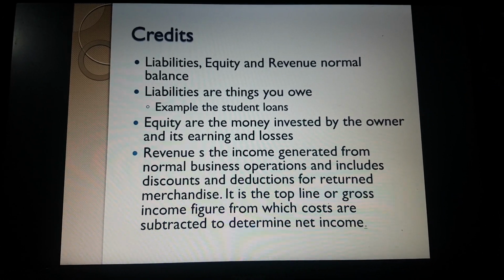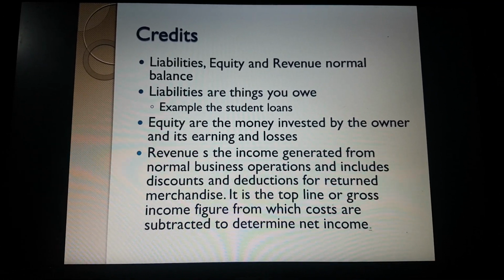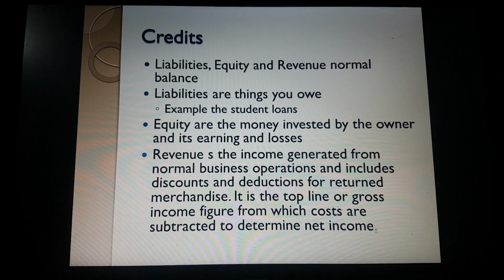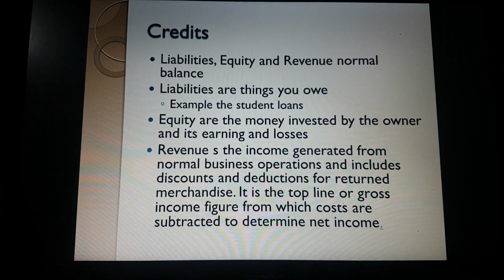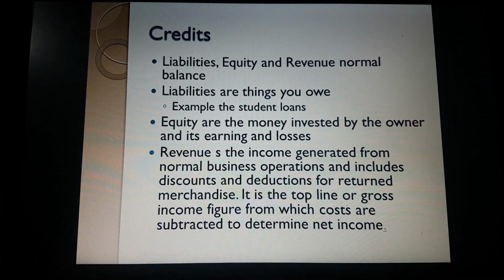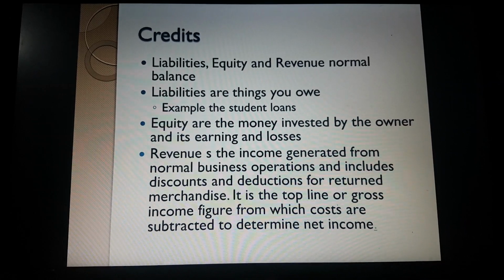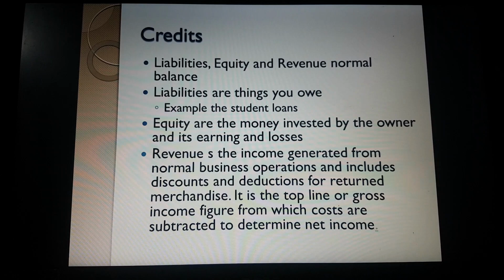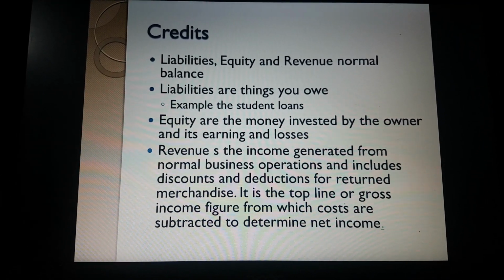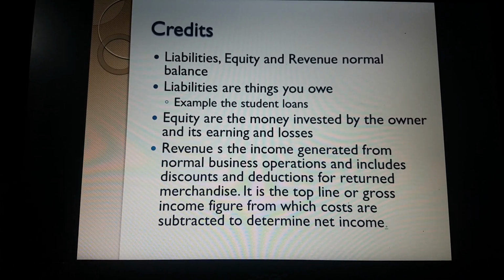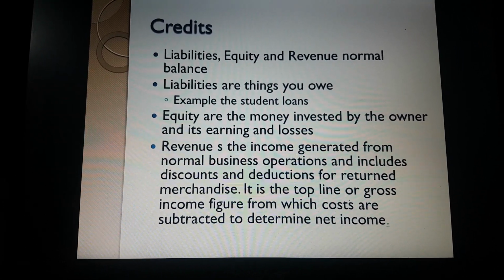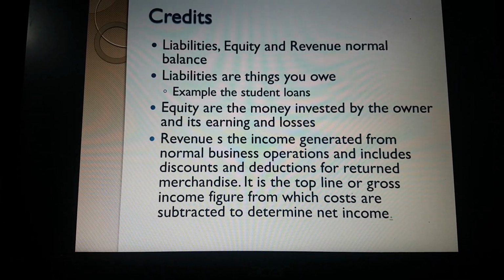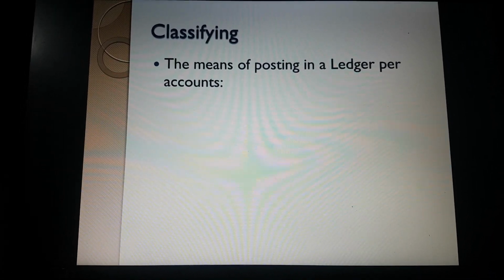Equity, these are the money invested by the owner, and it also includes its earnings and losses. So, for example, you as a student, your investment or your equity would be your learning, and when you forget those, then that will become your losses. When you use that for your work, then you will earn from that. And then revenues, these are income generated from normal business operations, which include discounts and deductions for returns of merchandise. And on the top line, these are also the gross income that determine the cost to subtract, which gives the income of the entity.